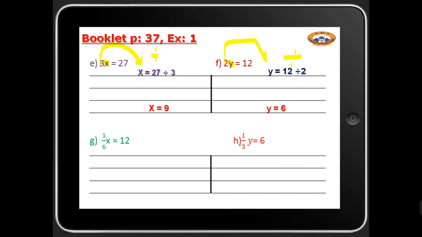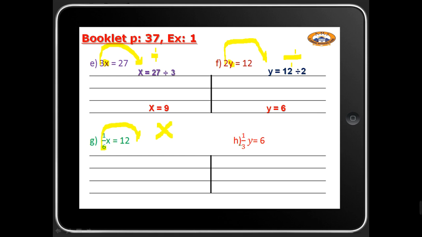Another one, 1/6 x equal 12. Oh my god, what shall I do? This is so difficult. No, my dear students, this is very easy because here 1/6 means 1 divided by 6, so 6 here we have in the divide, so when I move it to the other part, I'm going to change the divide into what?